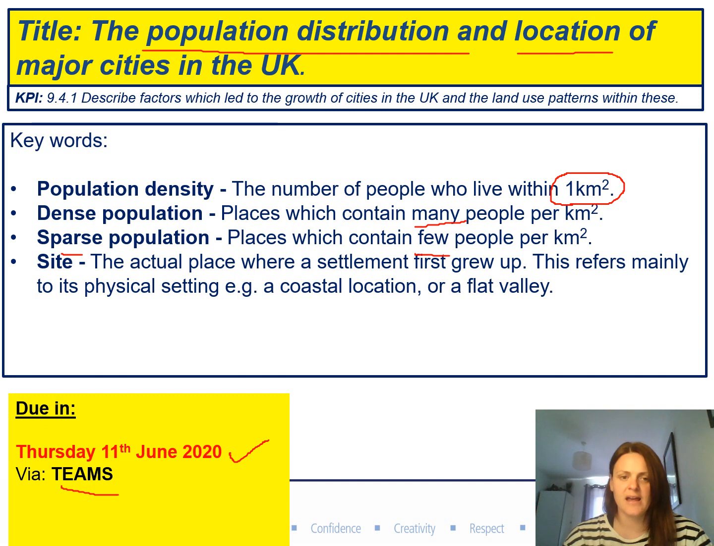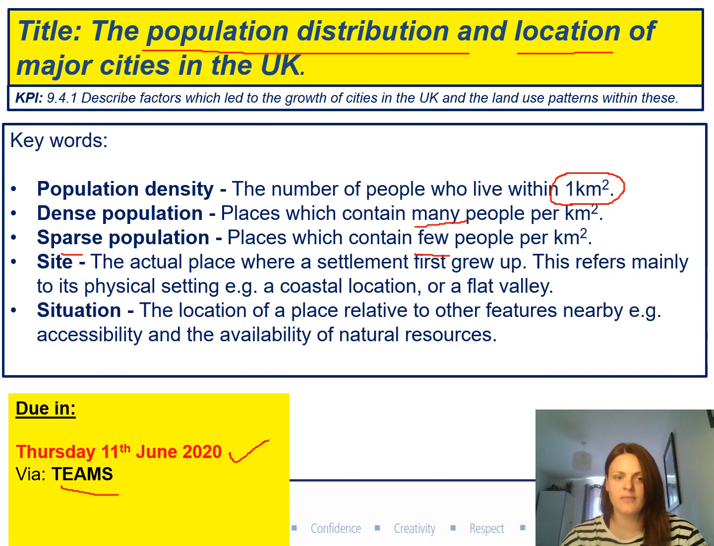Site refers to the actual place where a settlement first grew up. This refers mainly to its physical setting, so it could be a coastal location or in a valley. And situation is the location of a place relative to other features nearby. So whether it's accessible, are there any natural resources around, is there a river, things like that. So there you go, guys, write those down and we'll move on.